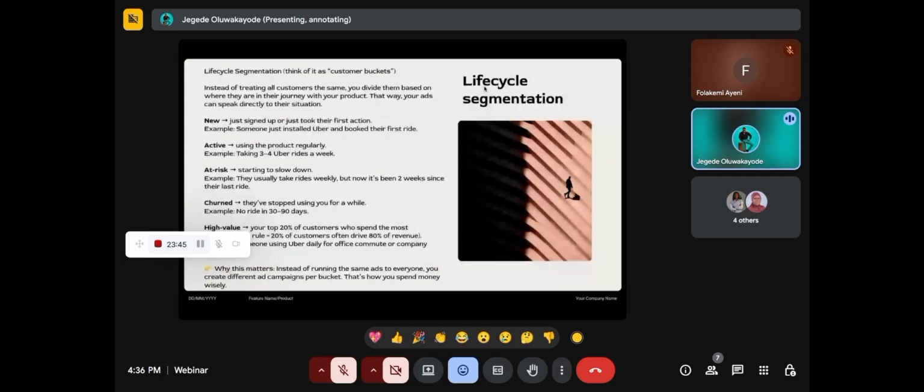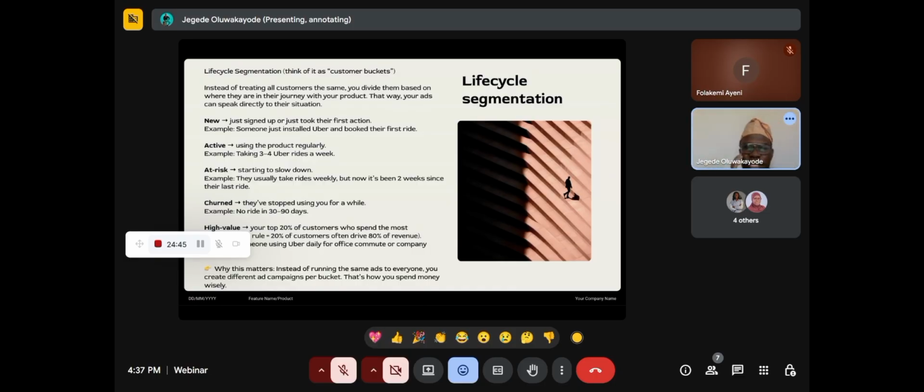Now, if you want to do paid ads to increase retention, this is how I have actually done it. The first thing you will need to do is think about your customers as in a bucket. Not all customers are the same. Let's use users instead of customers. Not all users are the same. I've categorized them as new users, active users, at-risk users, churned users, and high-value users. I'm going to be explaining the difference between these. So that's the first thing I do.